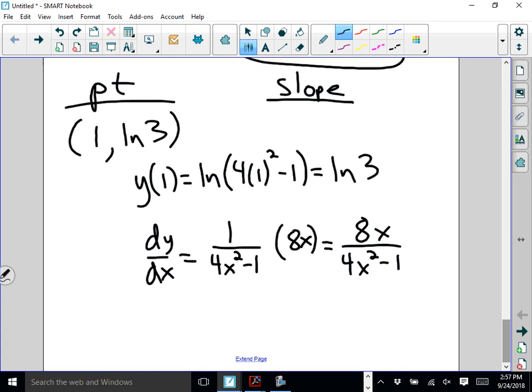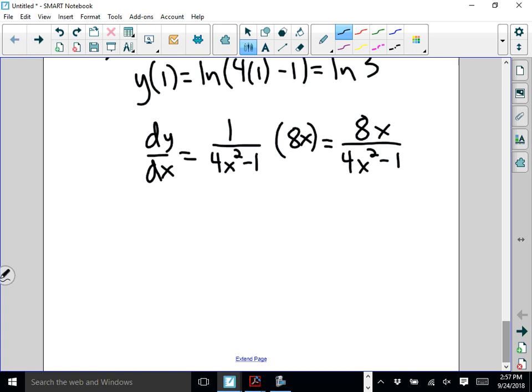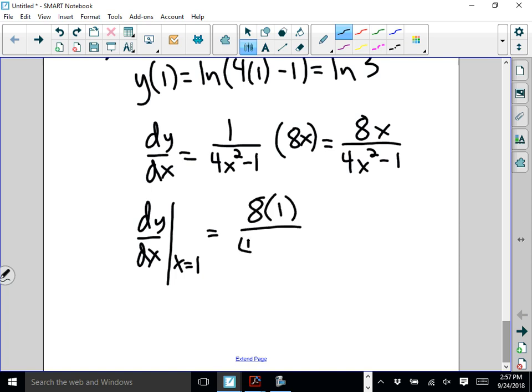Okay, now I'm just going to plug in 1 in for x into my derivative to find the slope. So, dy dx, I want to evaluate that at x equals 1. So that's going to be 8 times 1 over 4 times 1 squared minus 1. So on top I get 8. On the bottom I get 4 minus 1, which is 3. So now I know my slope is 8/3.